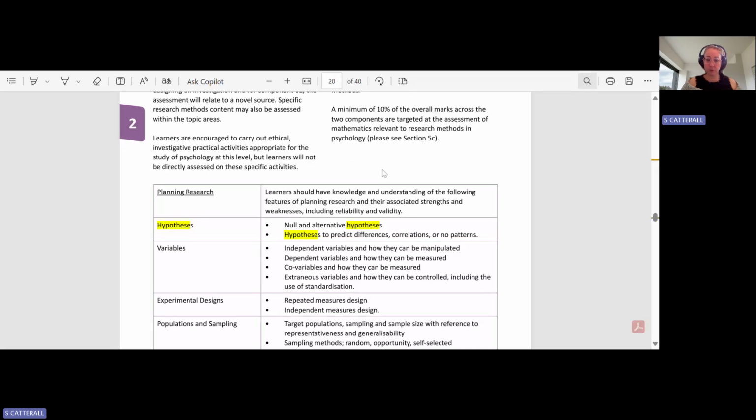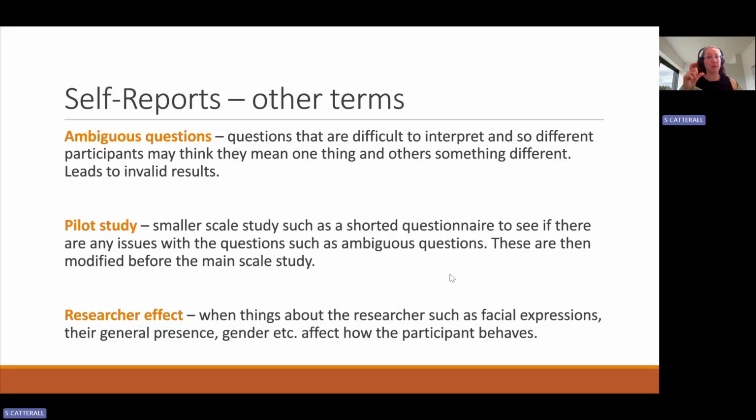So let's see if pilot's on here. No, it's not actually on, so maybe you won't get asked any questions about pilot studies. But anyway, a pilot study is like a really small scale study. So it's like a test run for before you do your main study. So if it's like a questionnaire, you might do a couple of questions, reflect on those, see if anyone misinterpreted them before you actually do the main study.